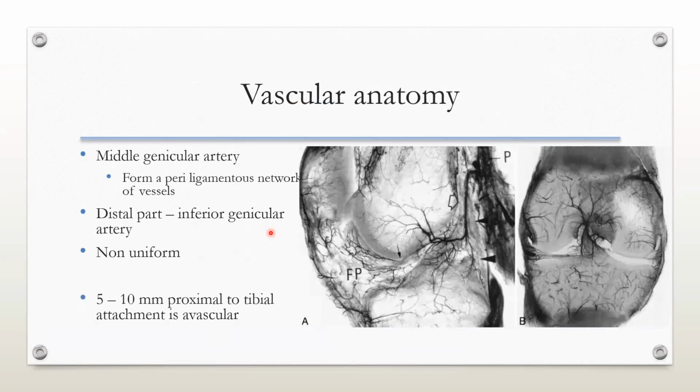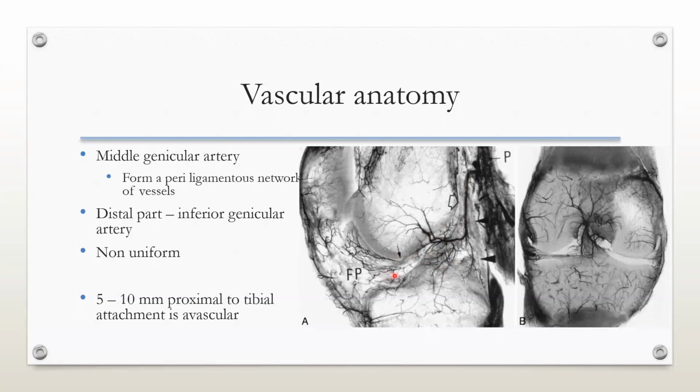Quickly about the vascular anatomy, the main blood supply is from the middle genicular artery. As you can see, it is a branch of the popliteal artery, descends vertically and then goes into the notch and supplies primarily the femoral attachment of the ligament. These vessels form a periligamentous network and are present throughout the upper half of the ACL. The distal part receives blood supply from the inferior genicular artery.